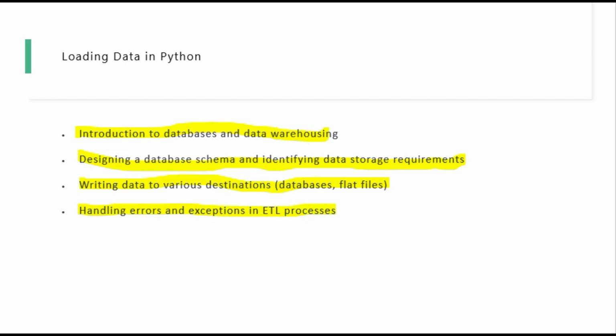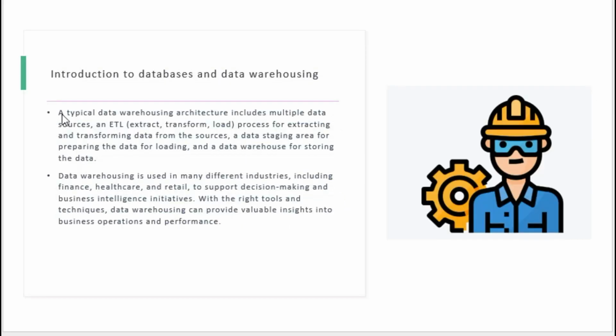A typical data warehousing architecture includes multiple data sources, an ETL, extract, transform, load process for extracting and transforming data from the sources, a data staging area for preparing the data for loading, and a data warehouse for storing the data.